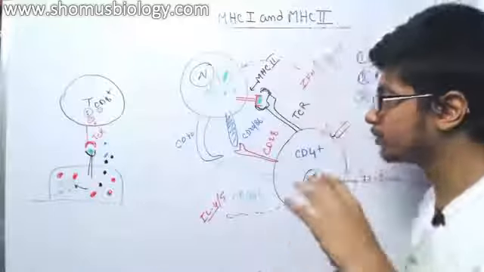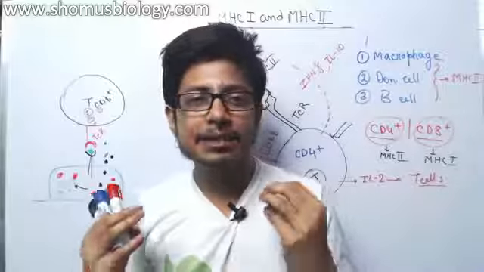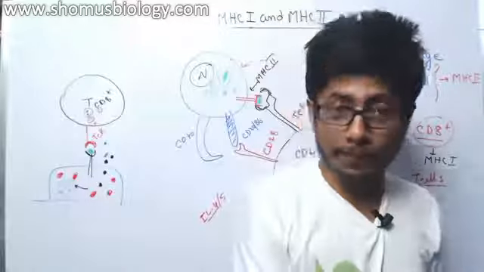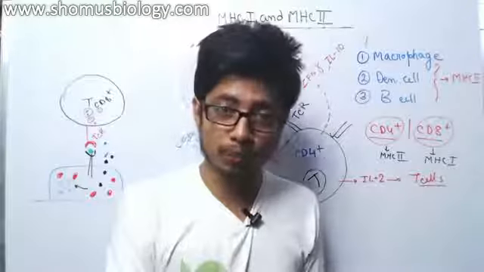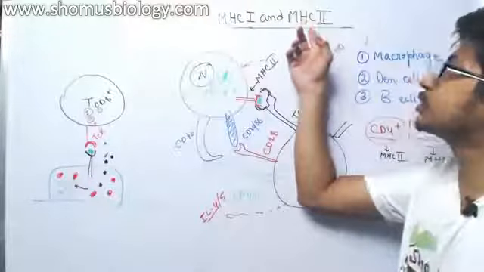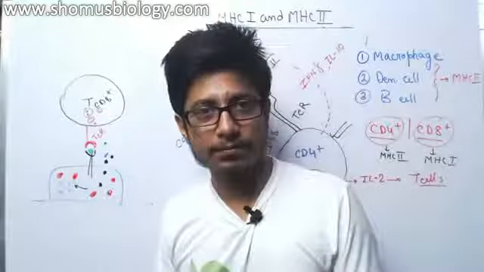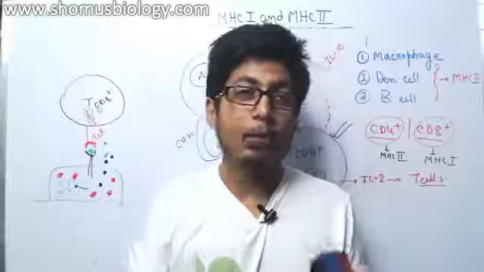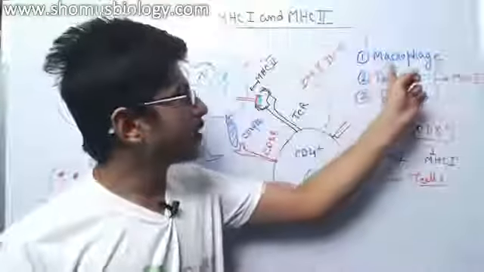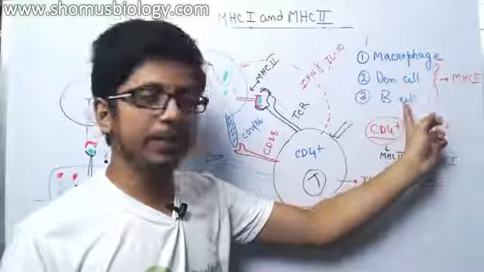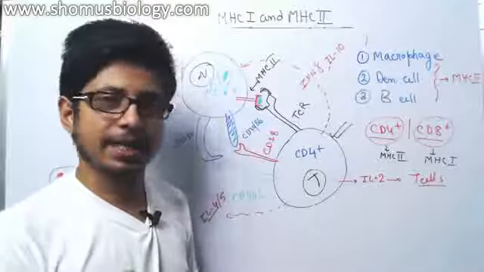But now if we go back to the discussion, all the nucleated cells carry major histocompatibility complex 1, but they lack major histocompatibility complex 2, because MHC class 2 is only found in antigen presenting cells, or APCs. And what are the antigen presenting cells? In the immune system, macrophages, dendritic cells and B cells are known as antigen presenting cells.